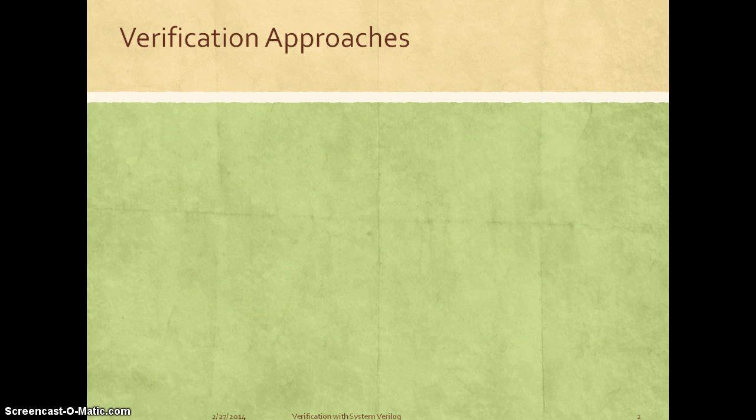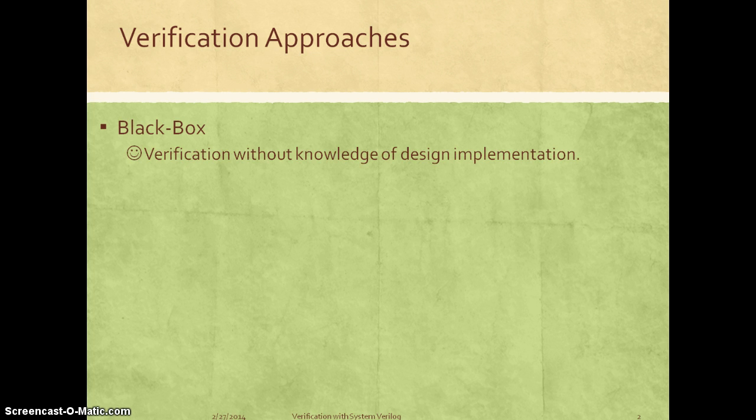Now let's see what are the kinds of approaches that we can take towards verification. There are basically three approaches. The first one is a black box approach. The black box approach towards verification is an approach where the verification engineer doesn't need to really know everything about the design implementation. He just needs to know what are the features that the design supports. So the design is treated like a black box, and then we approach verification in that way.